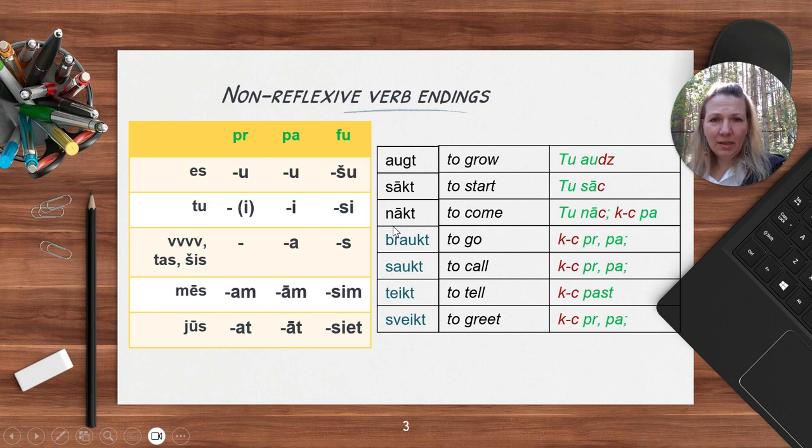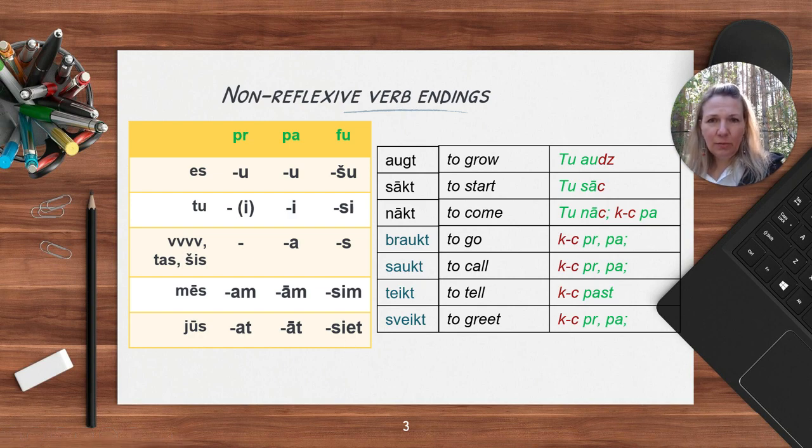Next verb nākt, to come. So now again in tu form there is a strange tu nāc. Es nāku, tu nāc, viņš nāk, mēs nākam, jūs nākat. But here we need to remember that also k changes to c, or k mainās uz c, in the past forms. Es nācu, tu nāci, viņš nāca, mēs nācām, jūs nācāt. But in the future we go back to k. Es nākšu, tu nāksi, viņš nāks, mēs nāksim, jūs nāksiet.